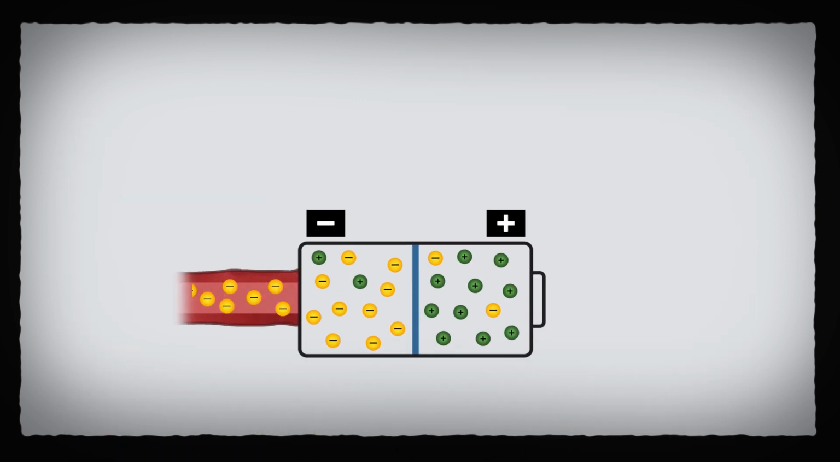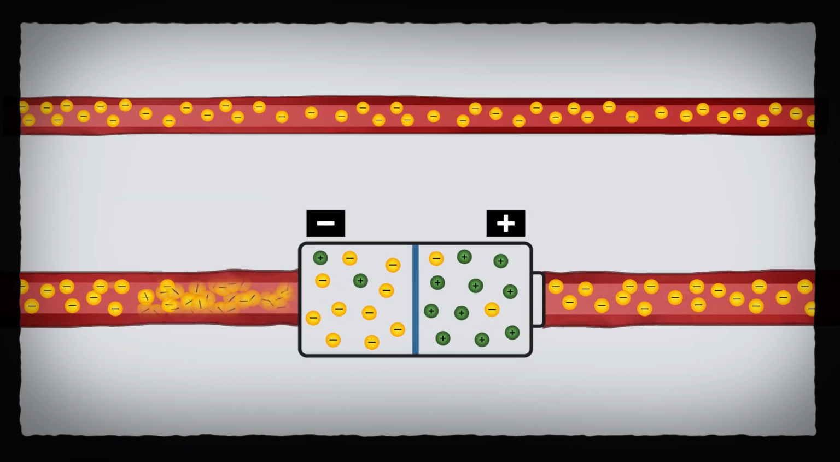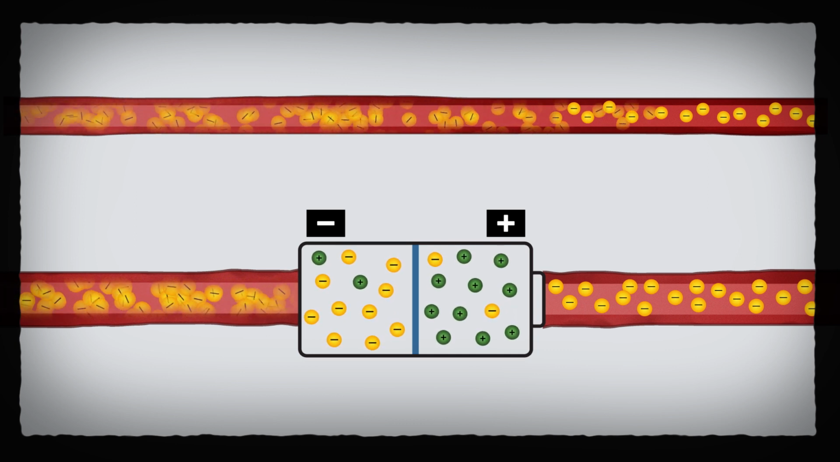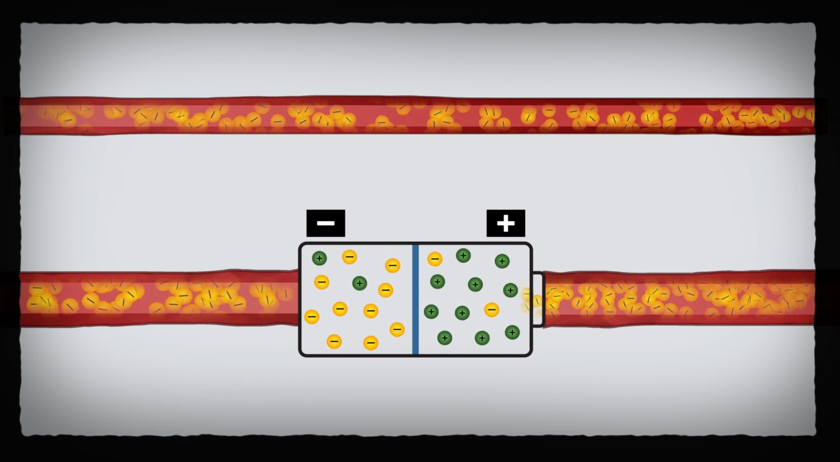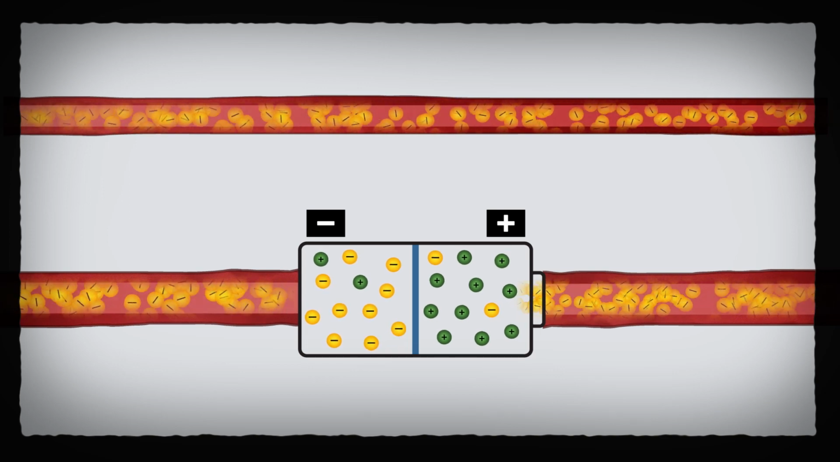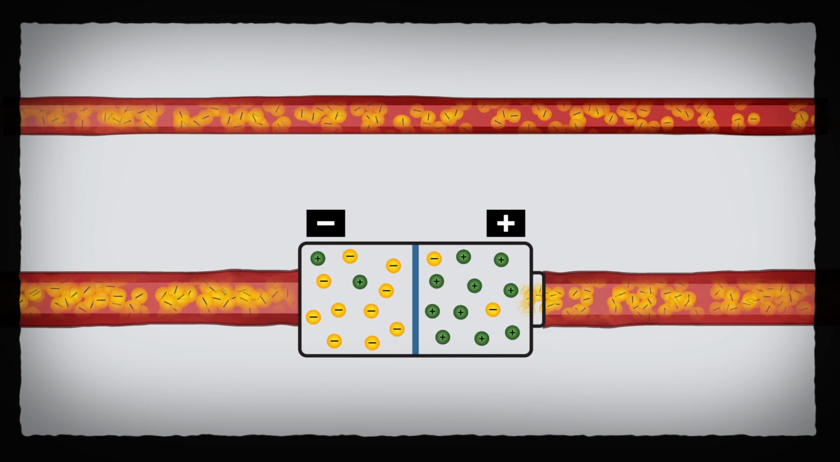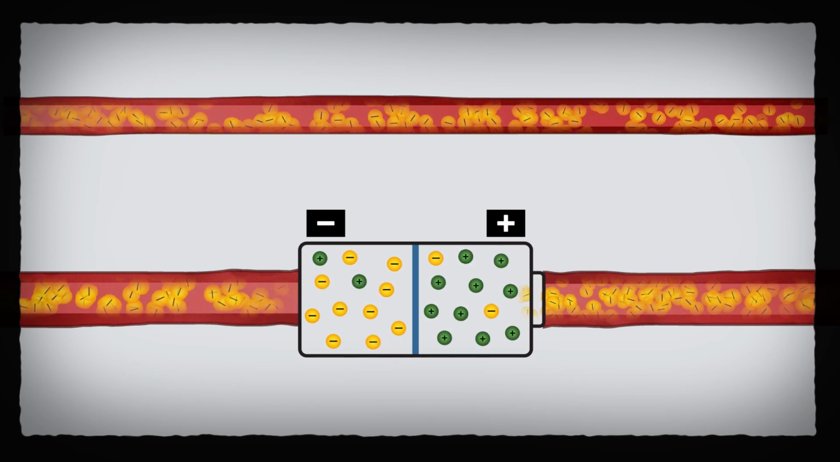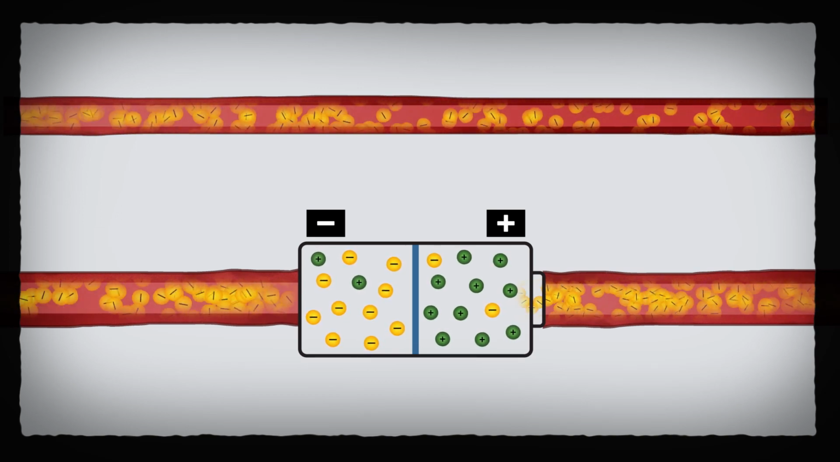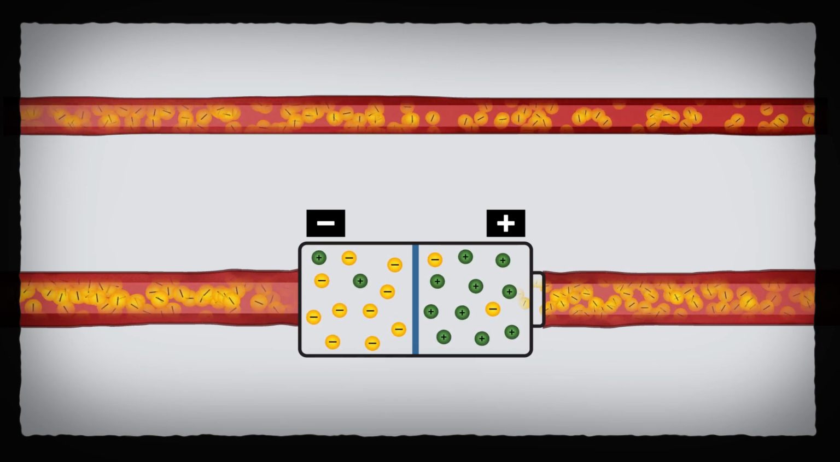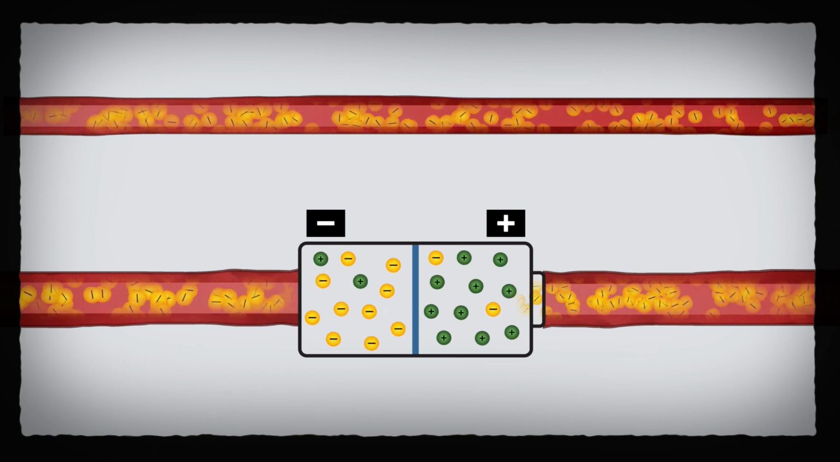If we connect this battery to a wire, we can see that the electrons flow from the negative side to the positive side because of the voltage difference between the two ends of the battery. This means that electrical current will always flow from a place of higher voltage to a place with lower voltage. This is just like the water current, which will always flow from a place with higher pressure to a place with lower pressure.